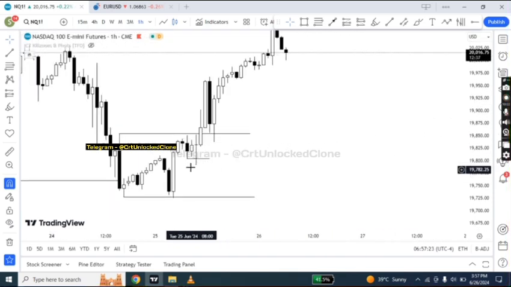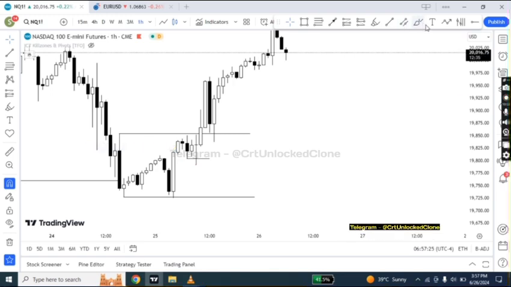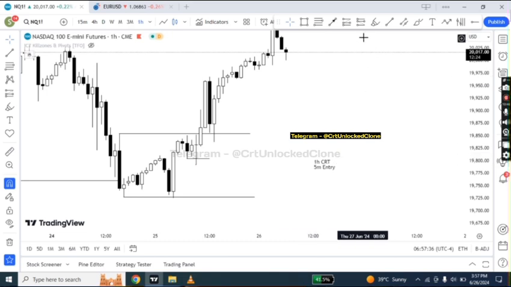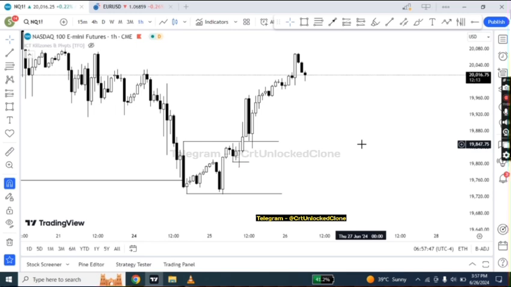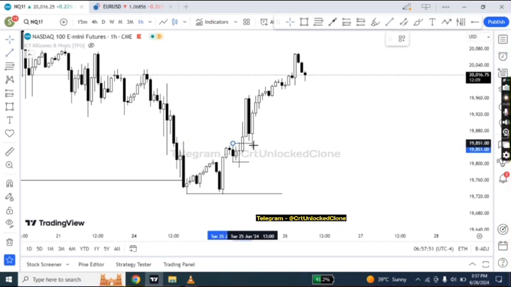And I traded that CRT on the 5-minute time frame. The reason why I chose this 5-minute time frame to trade this 1 hour CRT is based on time frame alignment. I'm going to discuss this in the later chapters as well. But what you need to know and note down is that if you are using 1 hour to find your CRT, then you'd have to trade that CRT on the 5-minute. Similarly, if you are finding CRTs on the 4 hour, then you're going to trade those CRTs on the 15-minute. That's what we call time frame alignment.